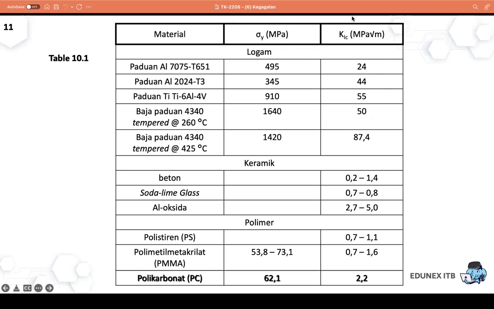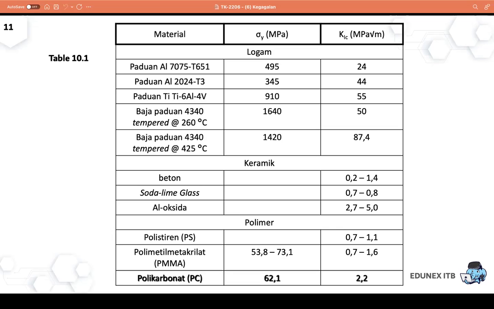Okay, so if the fracture toughness is high, that means even though there are some cracks in the material, the material will still be able to withstand the load without the crack propagating and causing a break or failure.